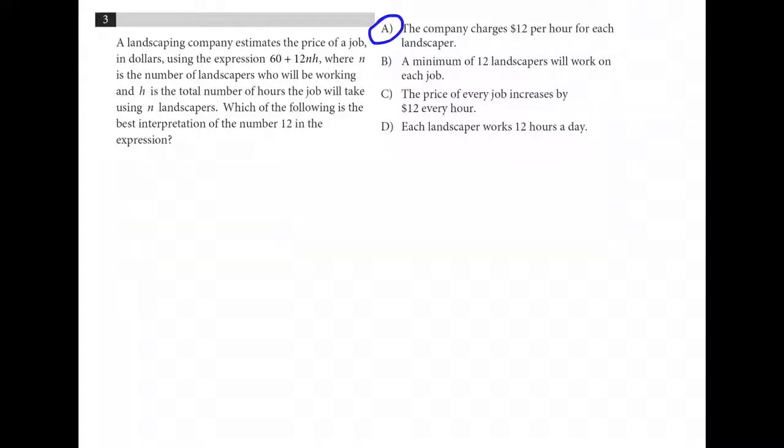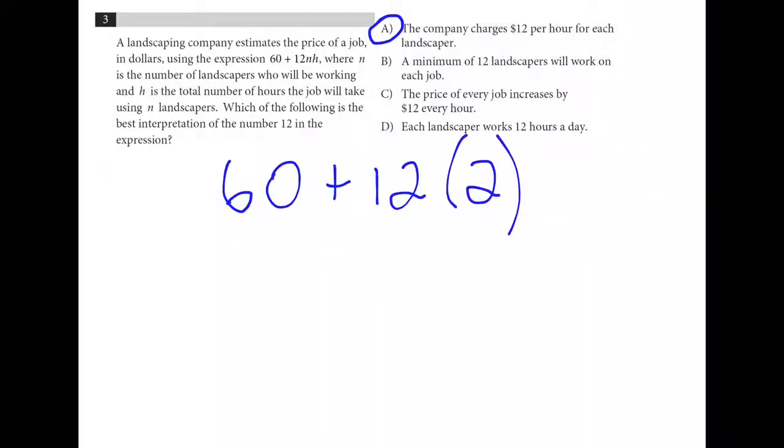However, we can rule out B, C, and D by using counterexamples as well. For B, they say that a minimum of 12 landscapers is required. But is it possible to charge for a job that requires, say, 2 landscapers working 5 hours each? Yes, this part here, the N, which is the number of landscapers, does not have to be a 12. It could be any number, a smaller number.